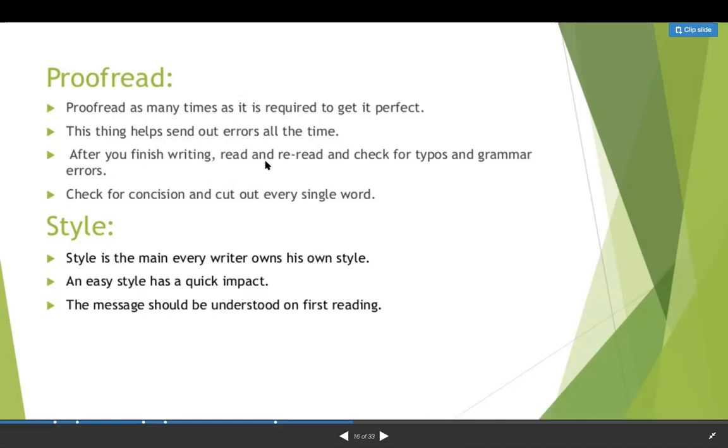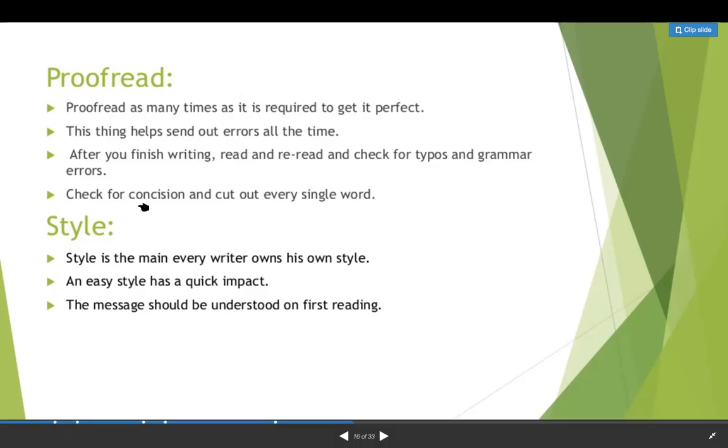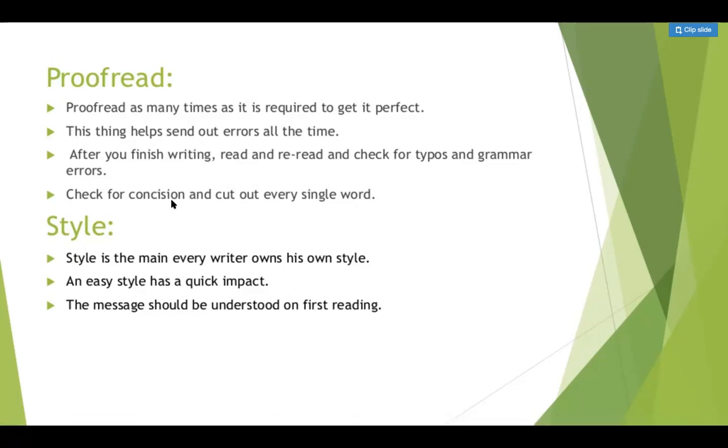After you finish writing, read and reread and check your typos. Typo is all about spelling. Like if you cannot spell comfortable or convenience correctly, you need to recheck again and again, okay? And grammar errors. Check for concision. Concise, right? Cut out every unnecessary word. It means that sometimes if you write a lot of words and then you read it out loud, you can find out that there is some mistake in your writing. So you need to cut it out or rephrase it again. Proofreading is very important here.